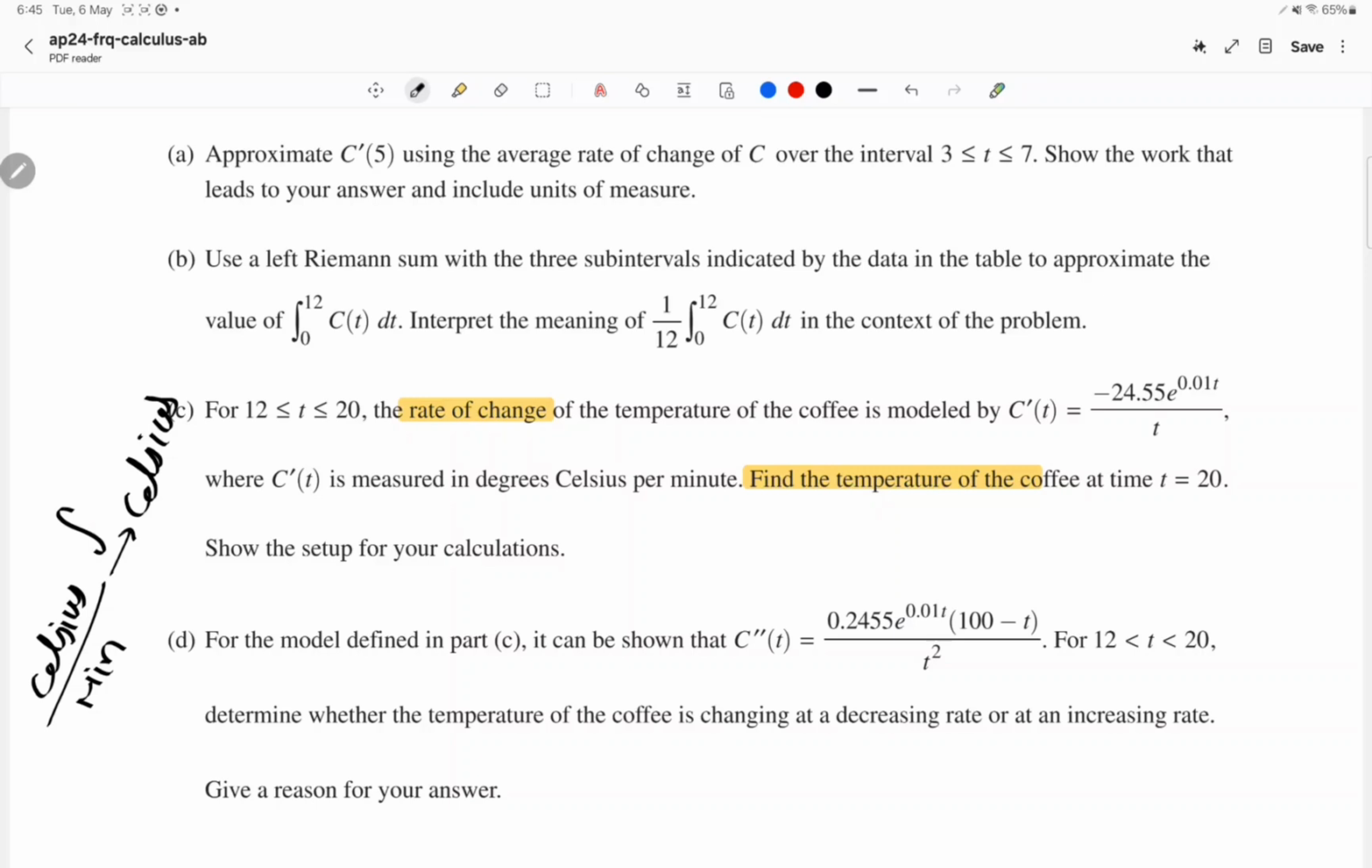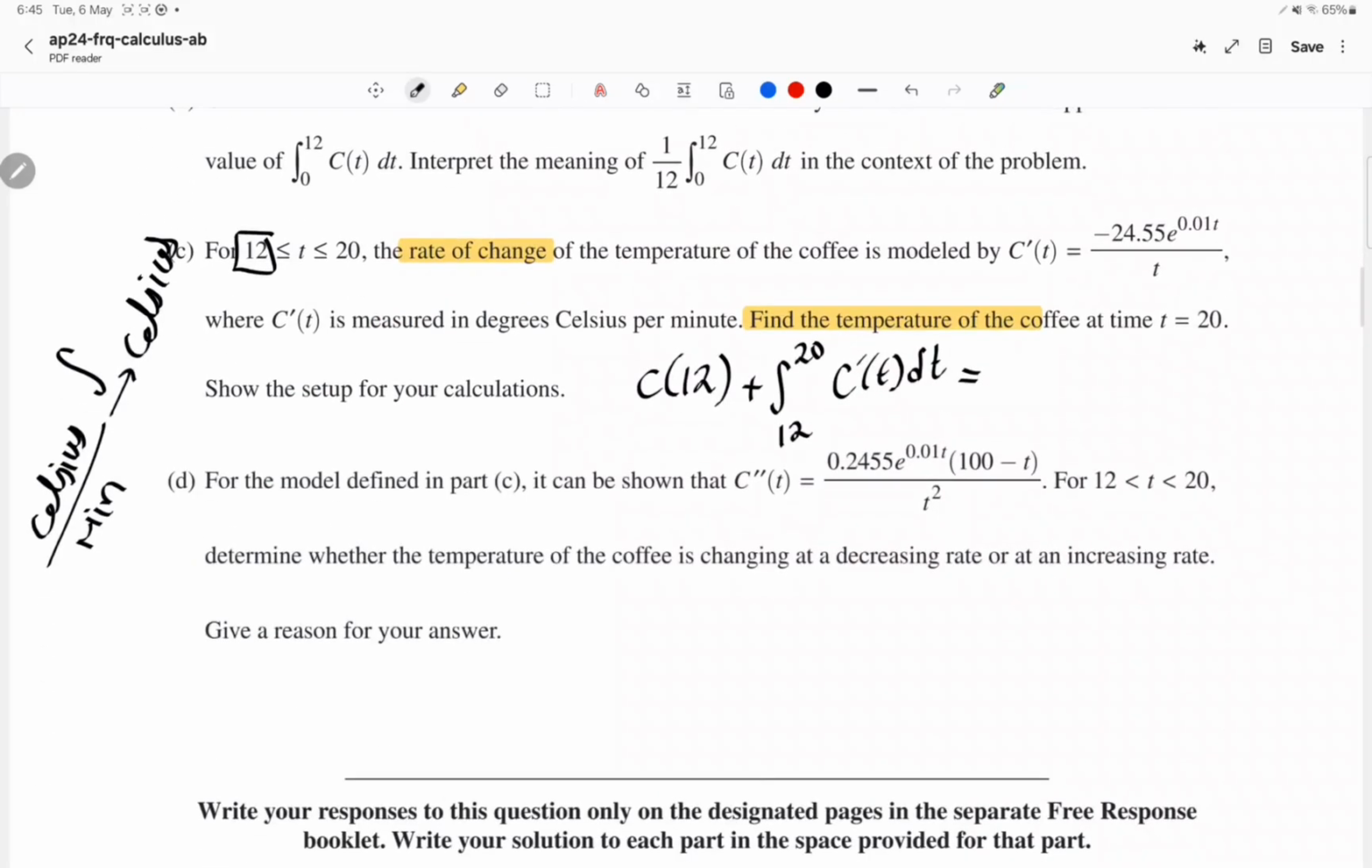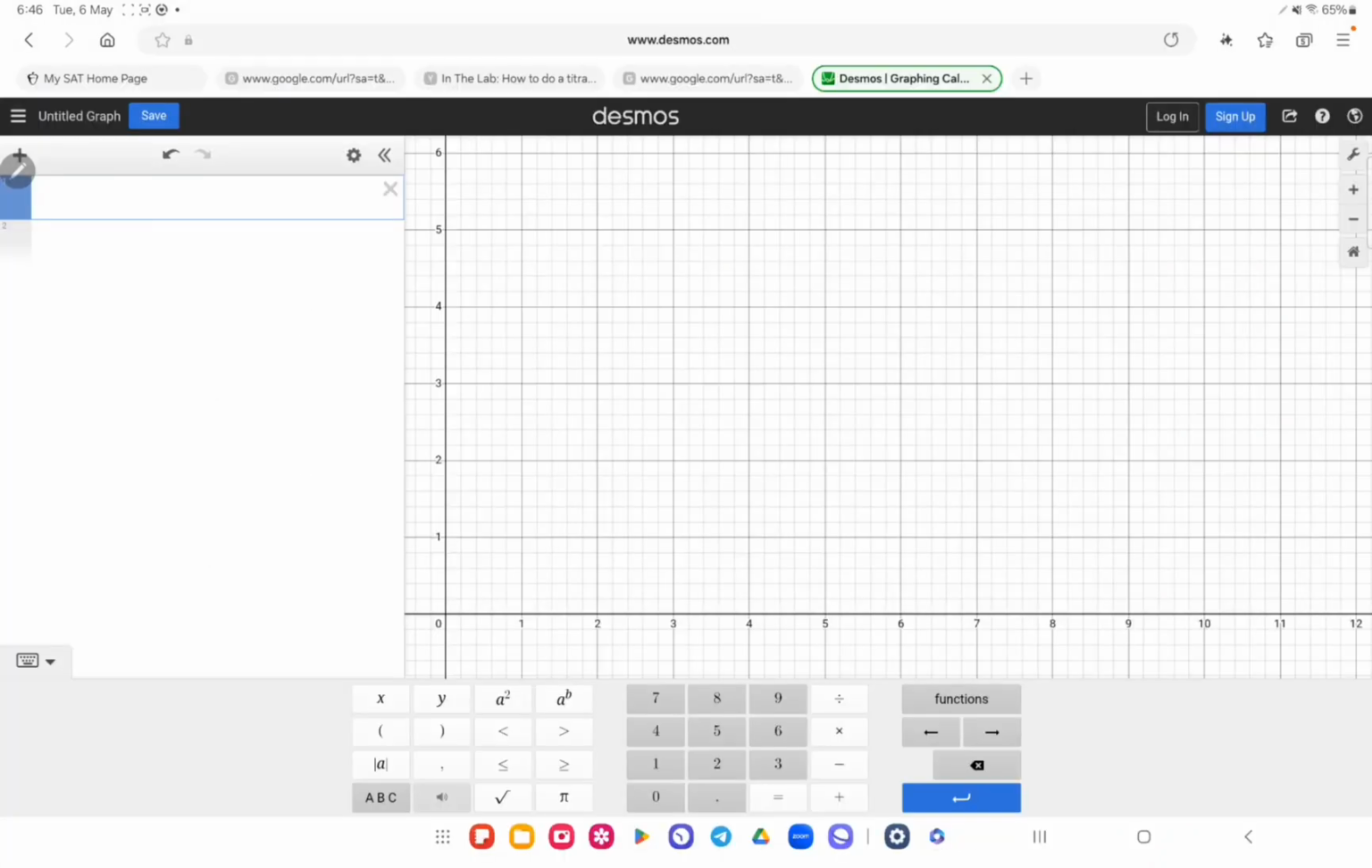Yes, but are we given the C of 12? C of 12? Because you have to start at 12. So like you must say C of 12 plus the integral from 12 to 20 of the equation C prime of t dt, and you will get the answer. If you go back to the table, when the time was 12, the C was 55. That has to go on your answer. 55 plus the integral in the calculator from 12 to 20 of C prime of t dt. And we can use Desmos for that. Alright, so look, I'm gonna go ahead and I'm gonna put it in Desmos.